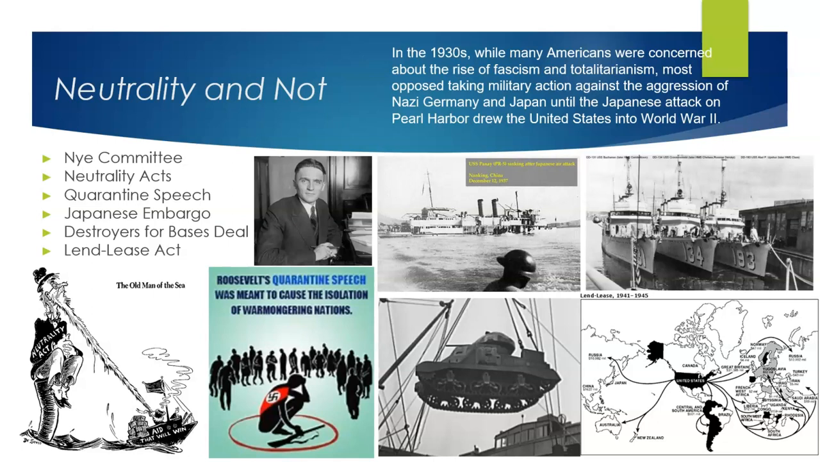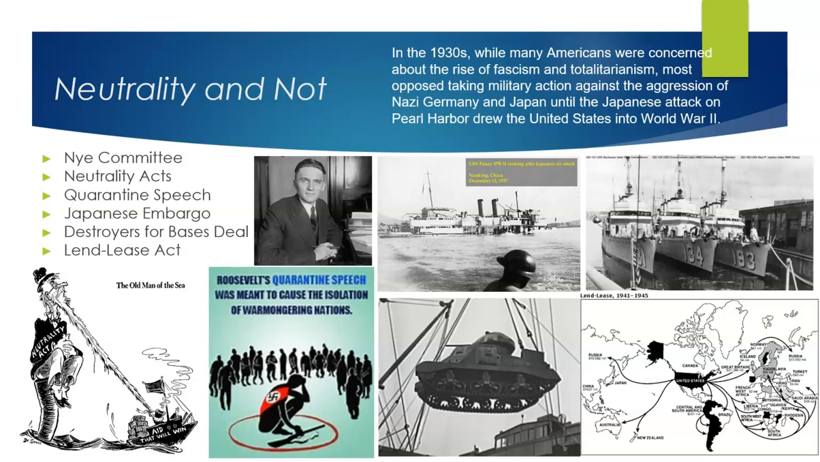Essentially, they prohibited the sale of weapons to nations in a state of war, and then prohibited the loans and extension of credit to nations in a state of war. They also prohibited Americans from traveling on vessels belonging to nations at war, in contrast to what had happened in World War I. We don't want another Lusitania. And finally, with the last one, non-military goods would have to be purchased on a cash-and-carry basis, which means countries would have to pay for their goods, usually in gold, and then transport them themselves.